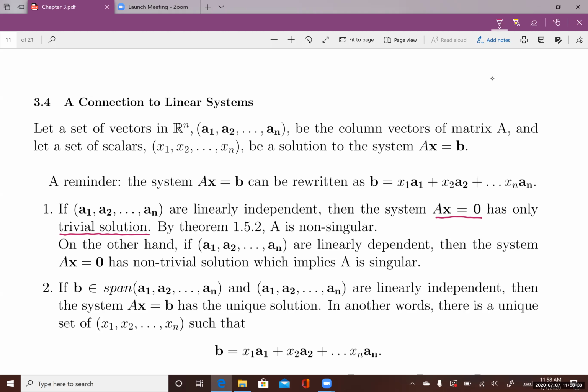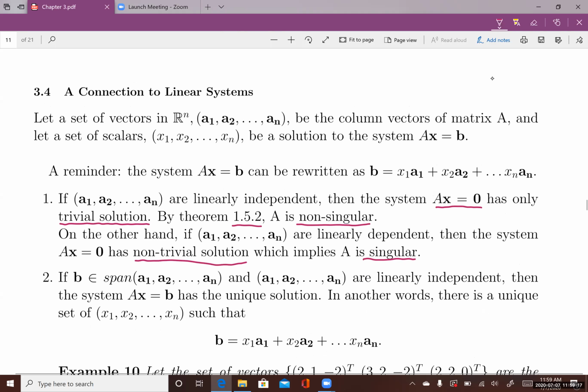Then by theorem 1.5.2, A is non-singular. Again, if A1, A2 to An are linearly independent, then A is non-singular. Also, the homogeneous system Ax equals 0 has only the trivial solution. On the other hand, if the set of vectors A1, A2 to An are linearly dependent, then the homogeneous system has non-trivial solutions, which implies that A is singular.